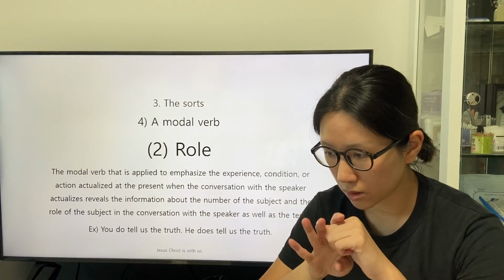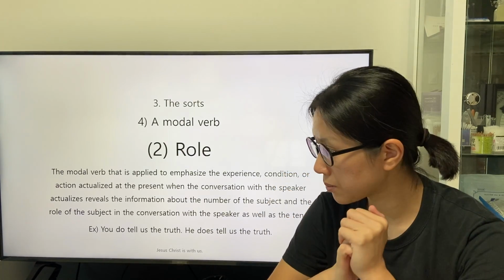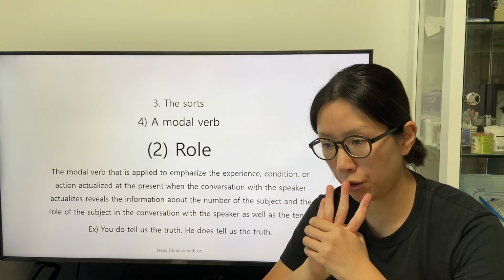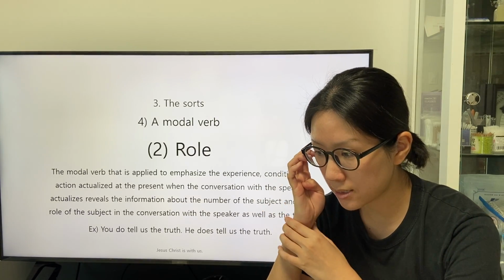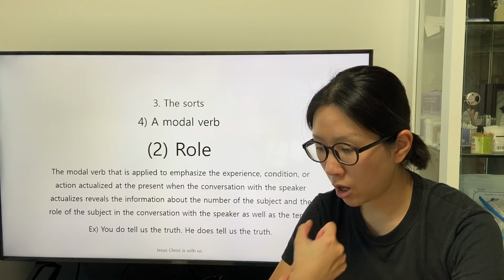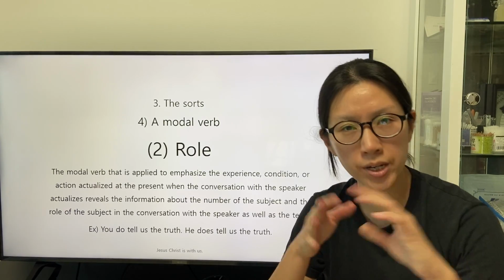The subject: there are 4 classifications of a subject that a personal pronoun is applied to indicate.